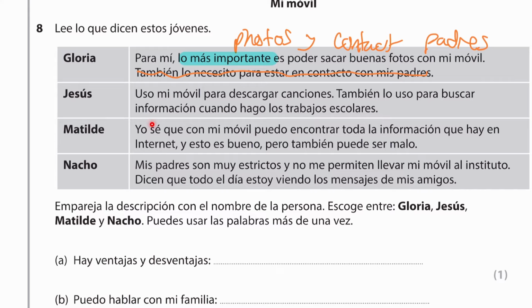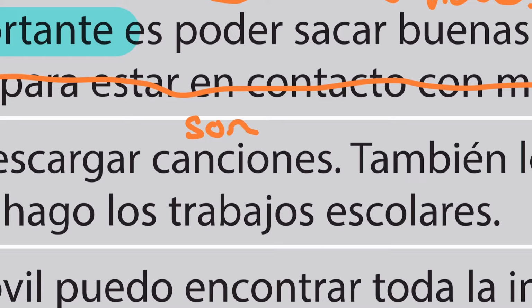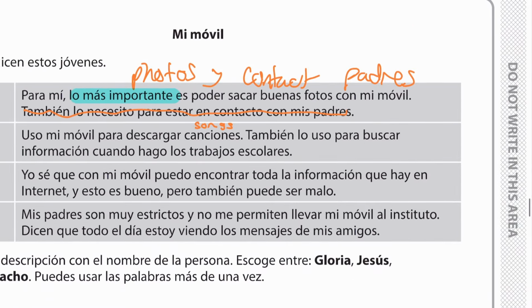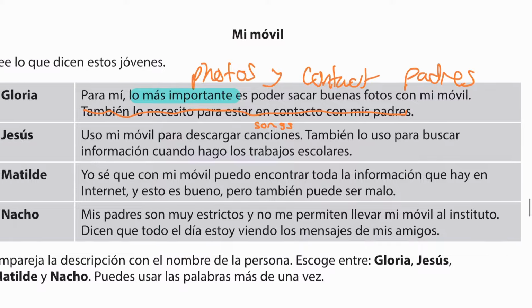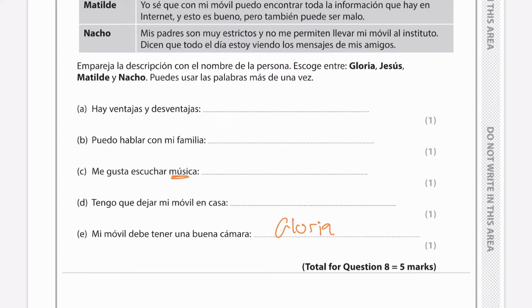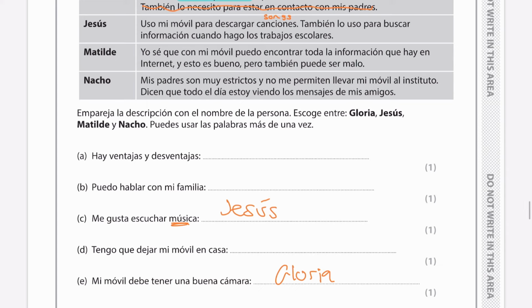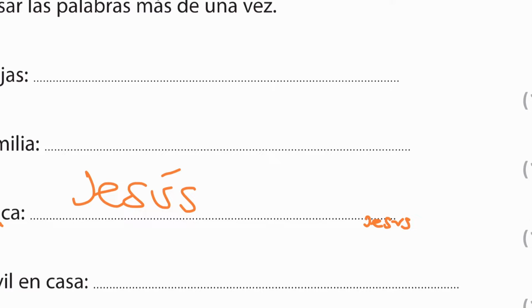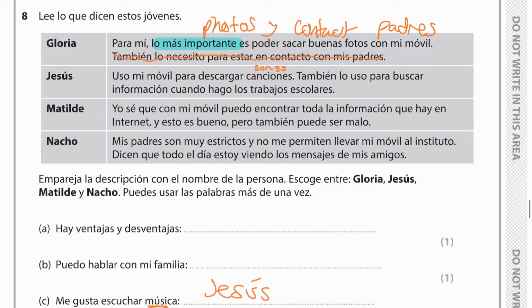So Jesús, uso mi móvil para descargar canciones, which is songs. También, also, lo uso to look for information when I do schoolwork. So it's going to be stuff about school, stuff about music. It doesn't mention school, it mentions music. So I'm going to say this one's going to be Jesus. You can always change things around if need be. In the real exam, obviously with the second, rub it out, but maybe write it really small at the bottom here. If you want to rub things out, cross things out, you can. But I think that one is Jesus.